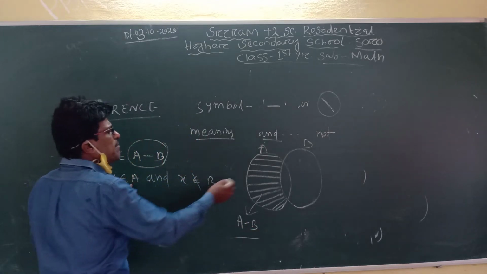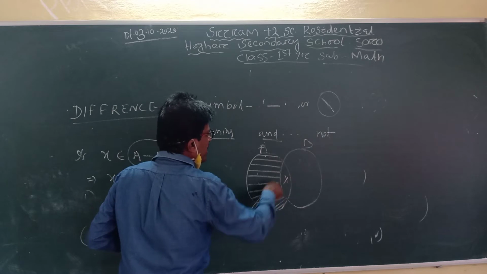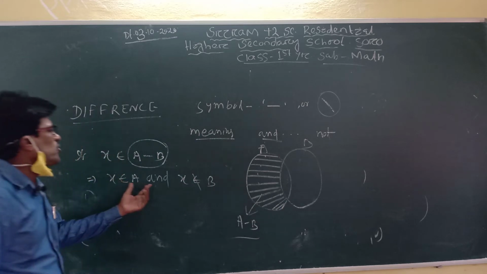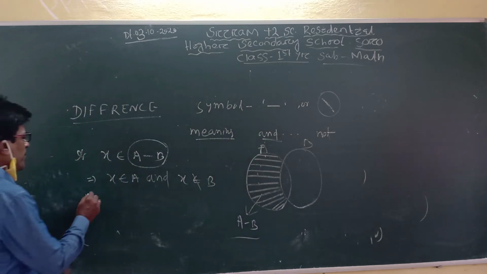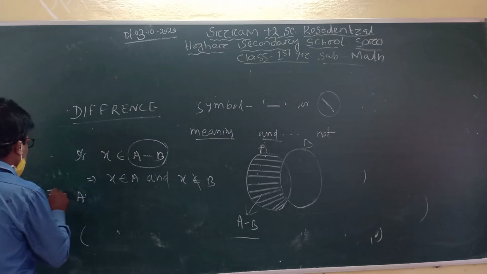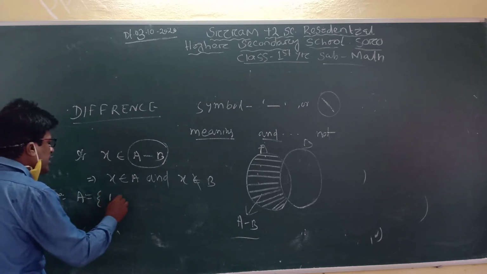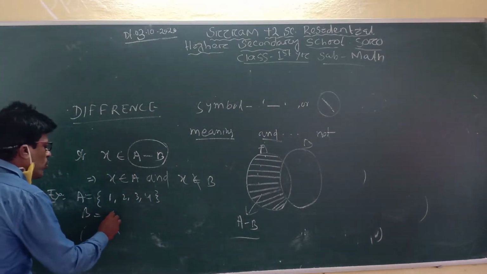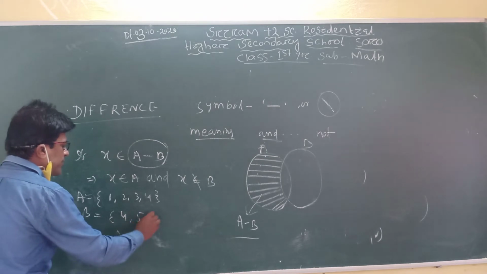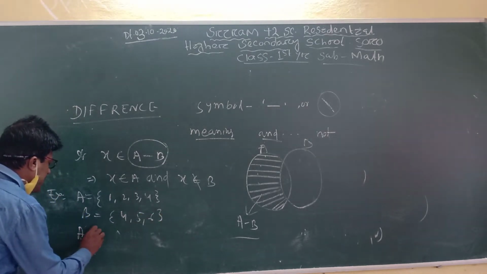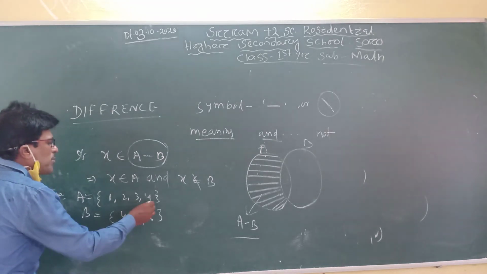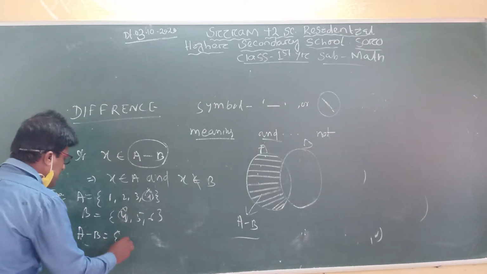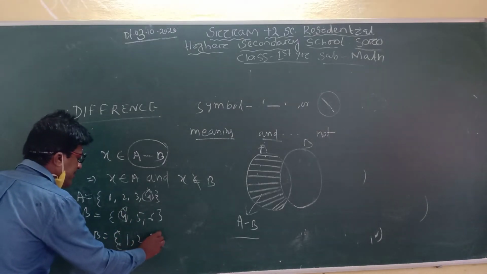So if x is here, it may be here, not here. x belongs to this part, where x belongs to A but x does not belong to B. For example, let A be equal to {1, 2, 3, 4}, the same example I have been giving from the start, and B equal to {4, 5, 6}. So A difference B is equal to {1, 2, 3}. But 4 is not included, because 4 belongs to B. So A difference B is equal to {1, 2, 3}.